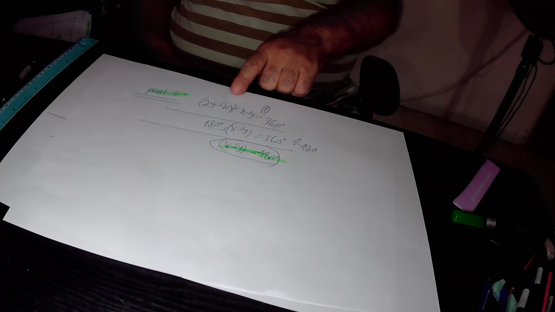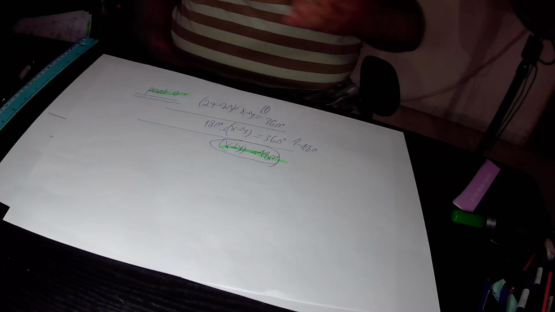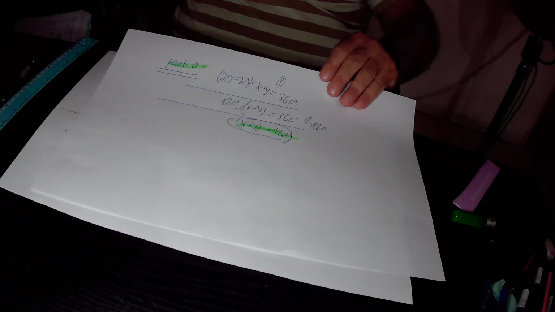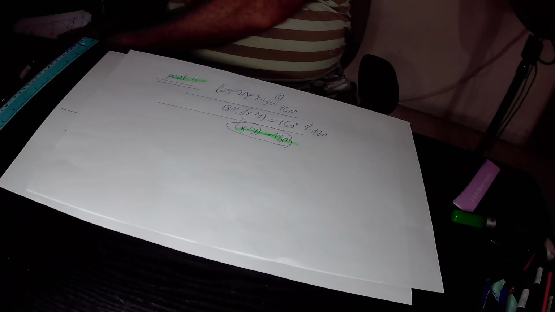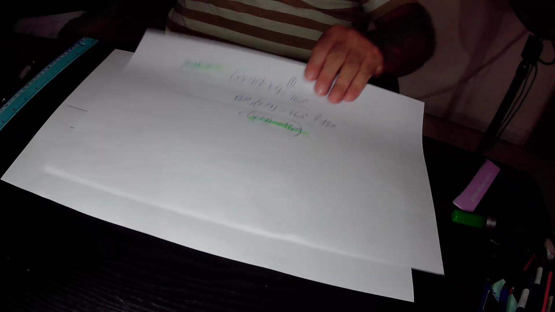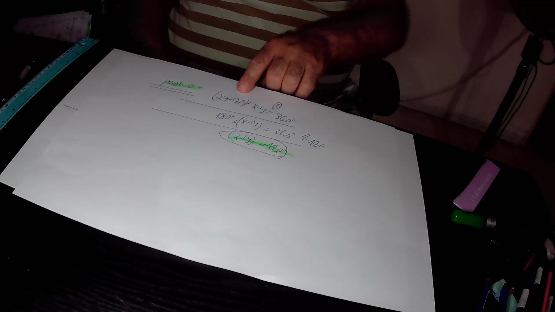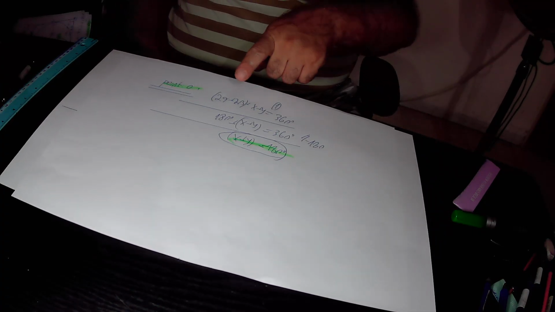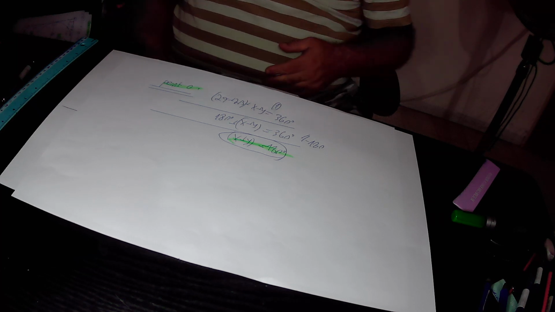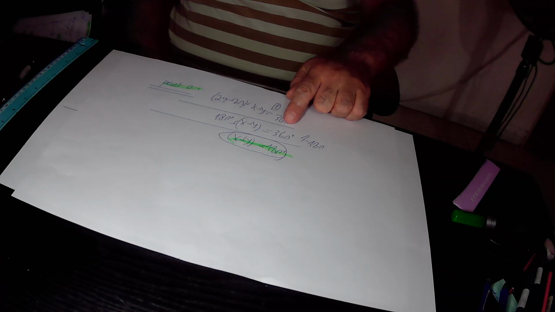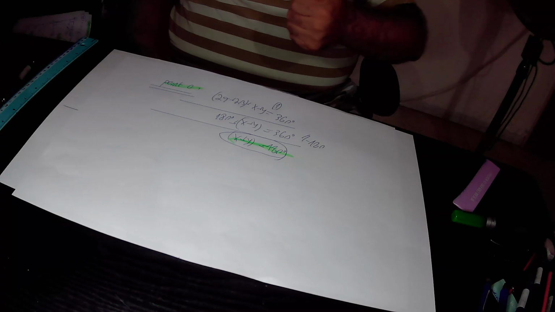So 2 alpha plus 2 beta plus x plus y must be equal to 360 degrees. But we already found out that 2 alpha plus 2 beta equals 180 degrees. Therefore, we can substitute 2 alpha plus 2 beta here by 180 degrees, and we get that 180 degrees plus x plus y equals 360 degrees. Here we subtracted 180 degrees from this equation, and we found out that x plus y equals 360 degrees minus 180 degrees, which is 180 degrees. And again, x plus y equals 180 degrees.